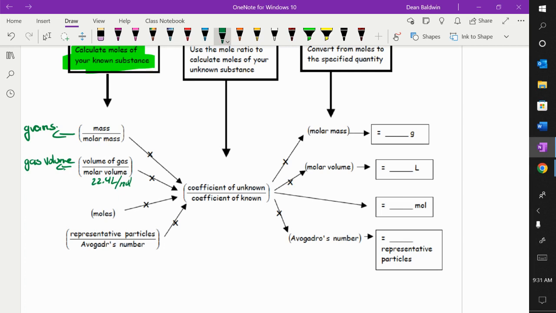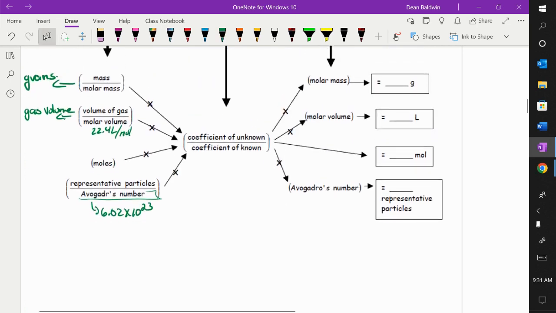Moles goes right to it. And if you're given the number of particles, then you're going to use Avogadro's number. What's Avogadro's number again? 6.02 times 10 to the 23. I don't expect you to memorize this because I'm going to put it into a chart and it kind of just falls together. That's how I work it. And then this will give you moles, and then you use the coefficient. So this is the moles bridge essentially. And then you spit out your answer in molar mass for grams or volume or just moles or particles.